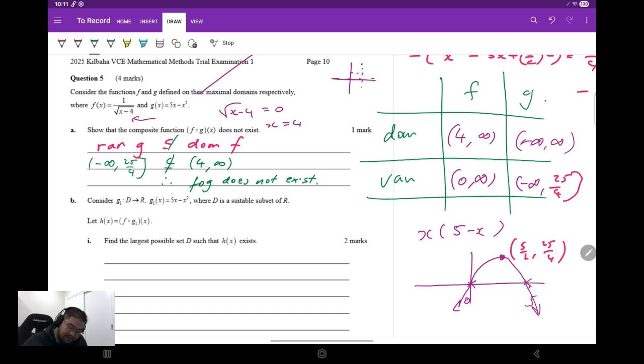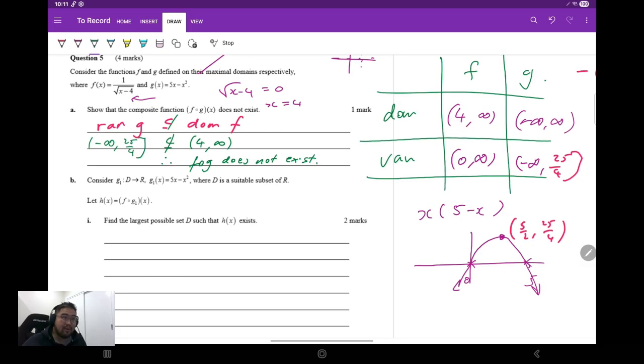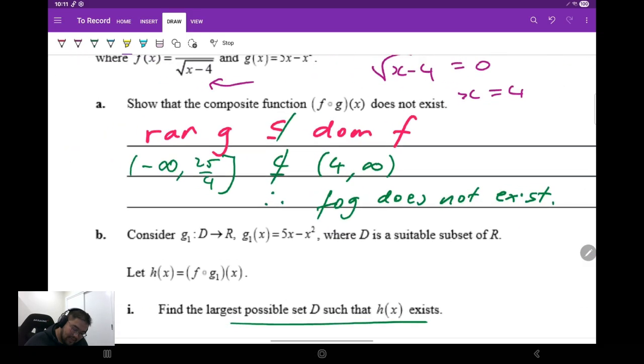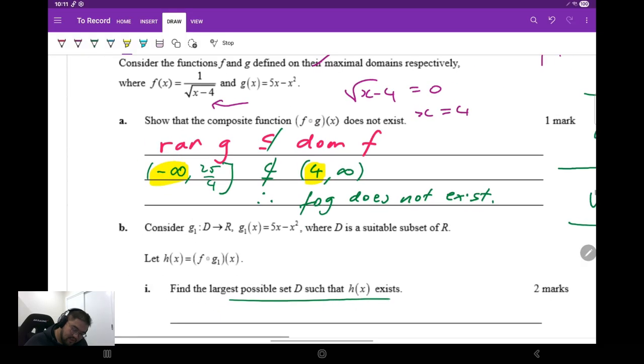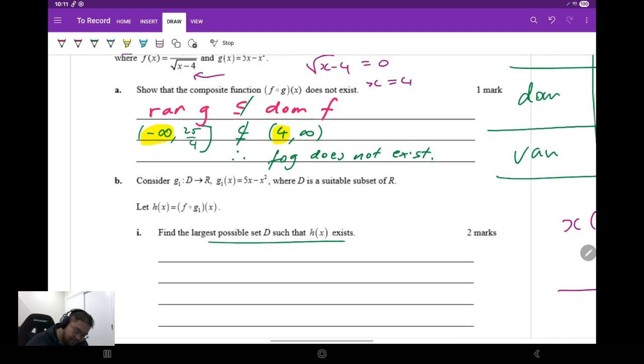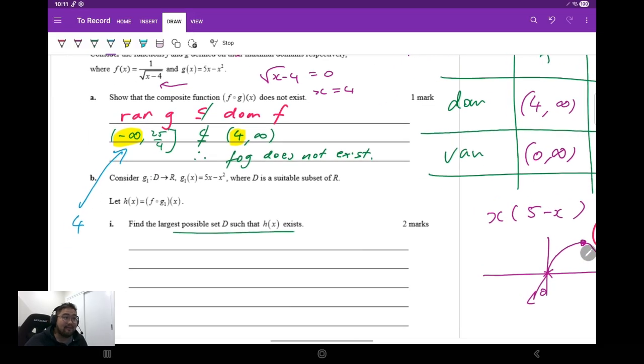So the next question follows on with: if it doesn't exist, how can we make it exist? We need to look at what's stopping us. At the moment we see 25 on 4, and that does fit within the domain. The problem is this negative infinity. It doesn't fit within this particular domain. So in order for it to be defined, we need to knock off this negative infinity such that the range of g needs to end at 4.